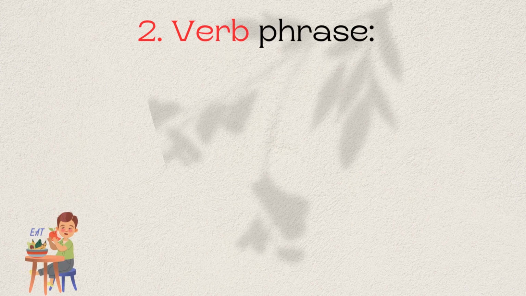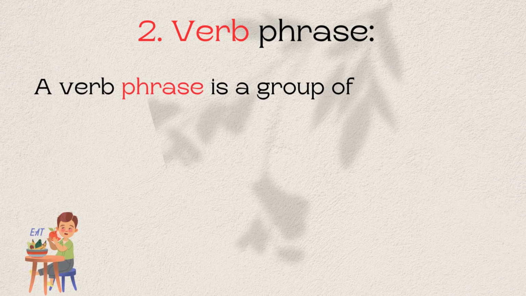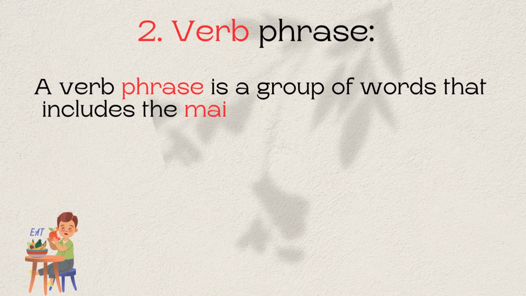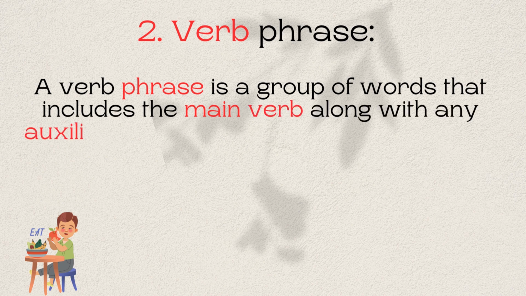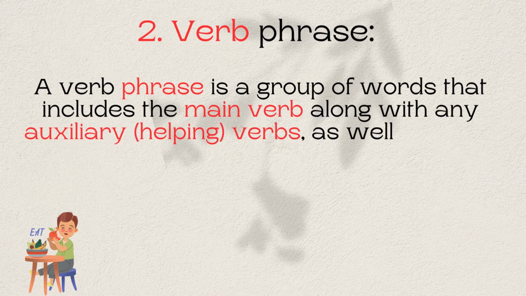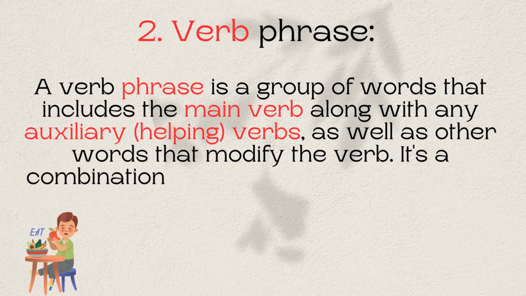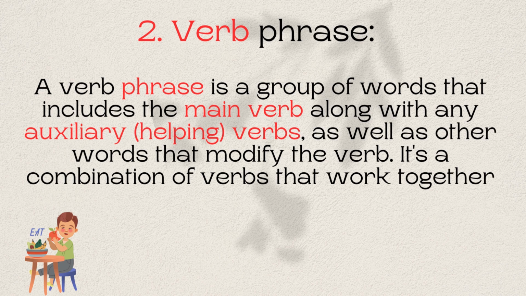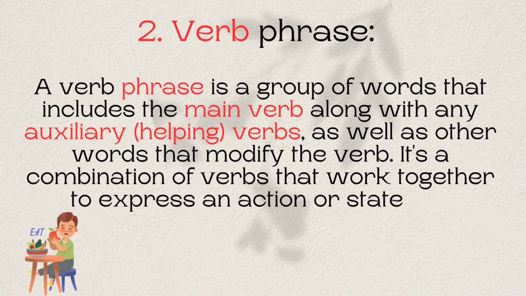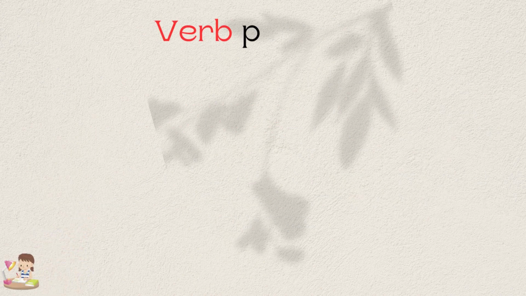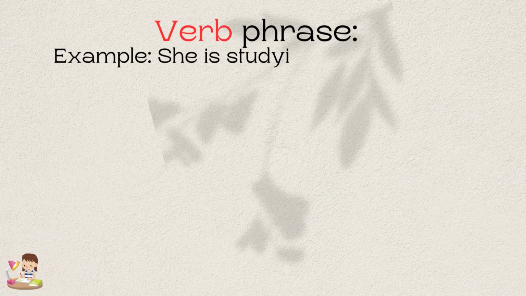The second one is verb phrase. A verb phrase is a group of words that includes the main verb along with any auxiliary or helping verbs, as well as other words that modify the verb. It's a combination of verbs that work together to express an action or state in a sentence. For example, she is studying for her exam.